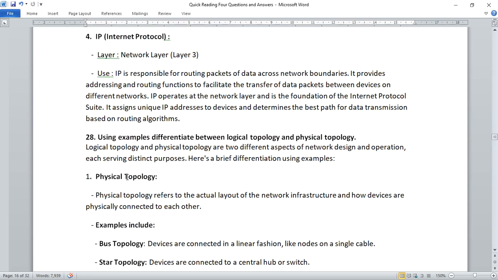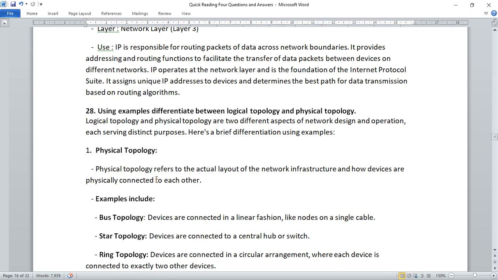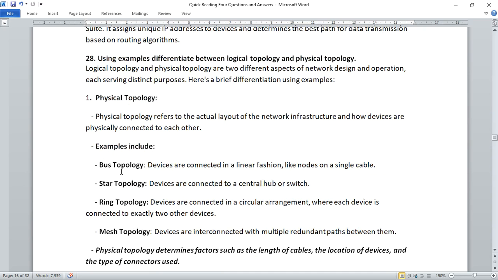Using examples, differentiate between logical topology and physical topology. When you talk about the physical topology, it is the actual layout, the way you can see with your eyes. But the logical topology is how data is transmitted. You cannot see it. But physical, it is actually the arrangement. So we usually have the bus topology. The devices are in a linear fashion. Then we have star.